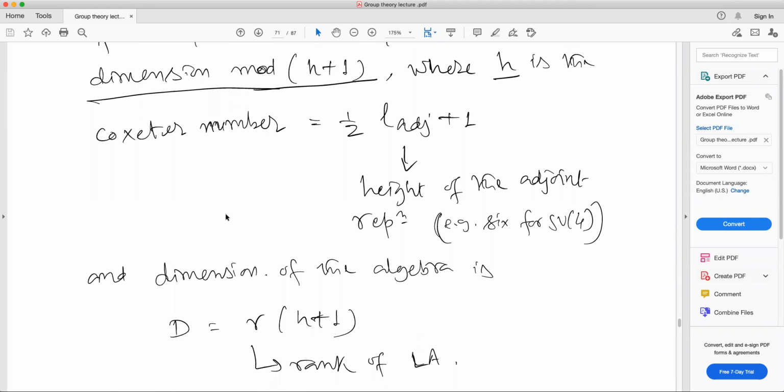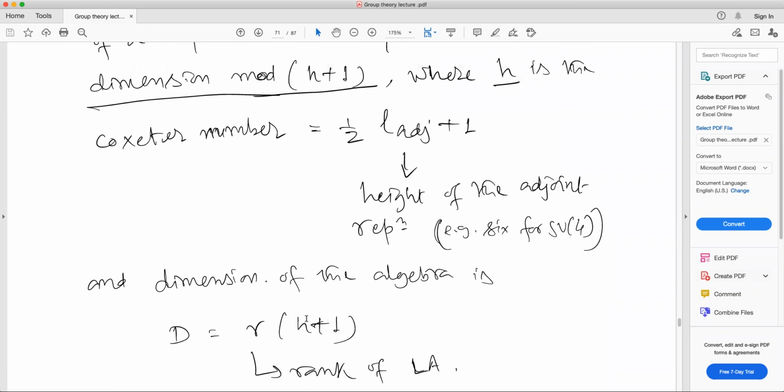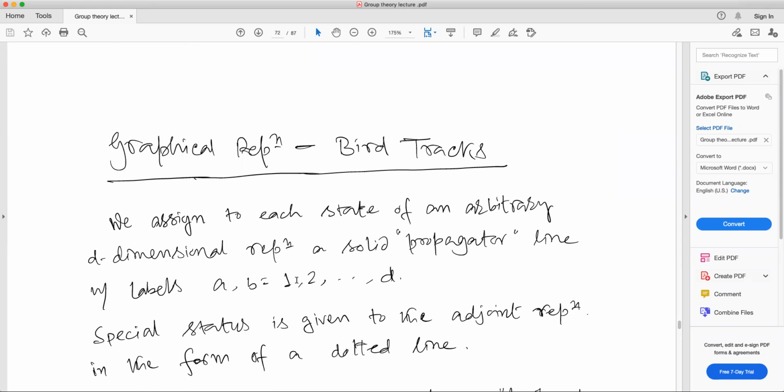The dimension of the algebra is also defined in terms of the rank of the algebra and the Coxeter number plus 1, so it is equal to R times (h plus 1). So if you know two of them, then you can deduce the other one. Now there's another interesting aspect we want to discuss, which is the graphical representation, known as the birdtrack. This was developed by Cvitanović, and there's a book on birdtracks by him. In this book, we represent these different invariants or identities by a diagrammatic technique to visualize them.